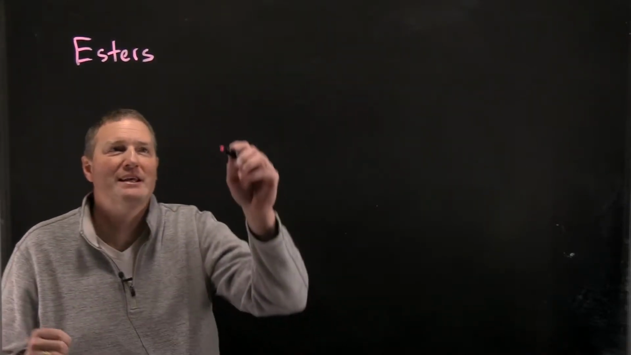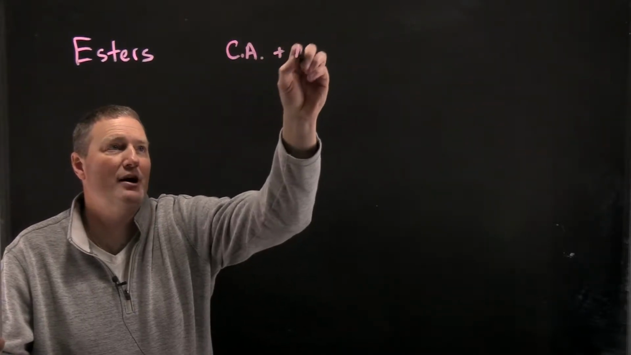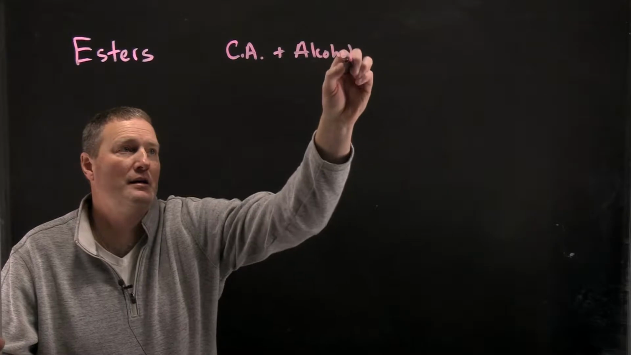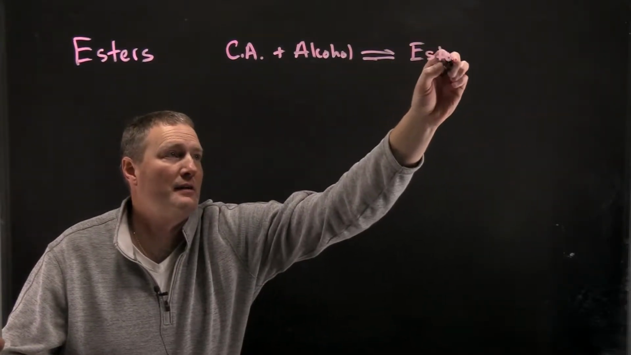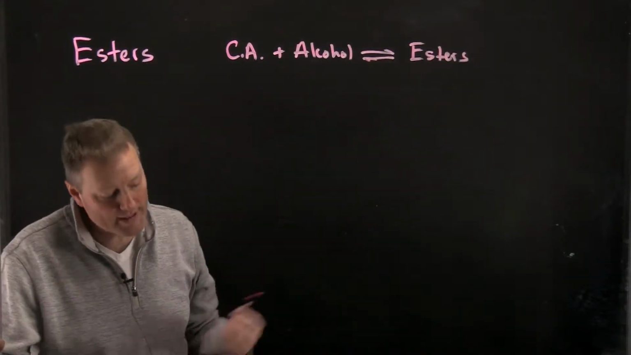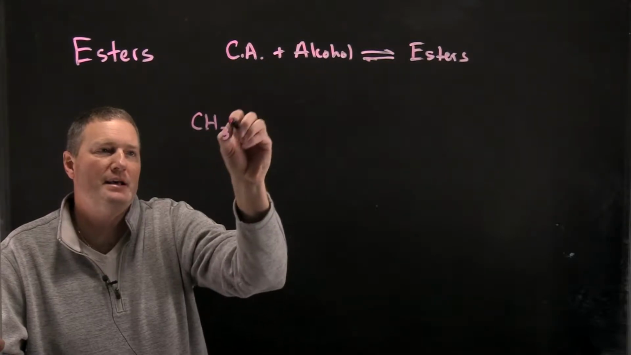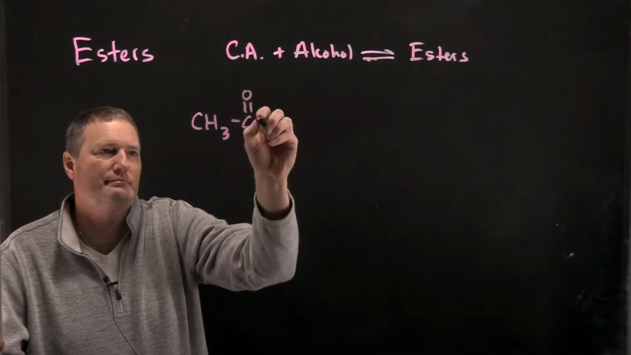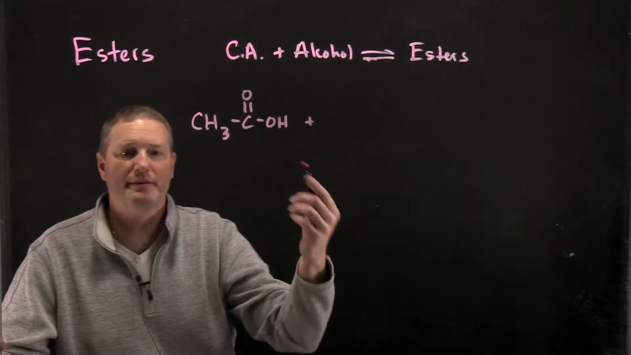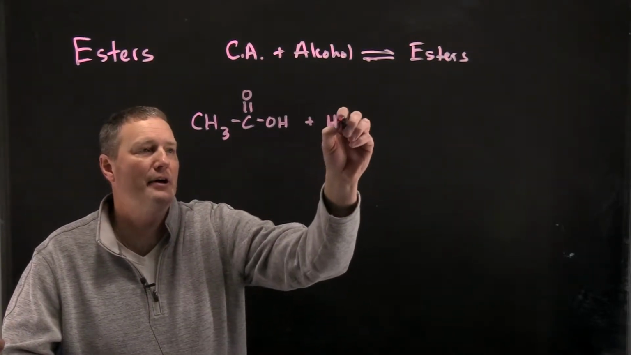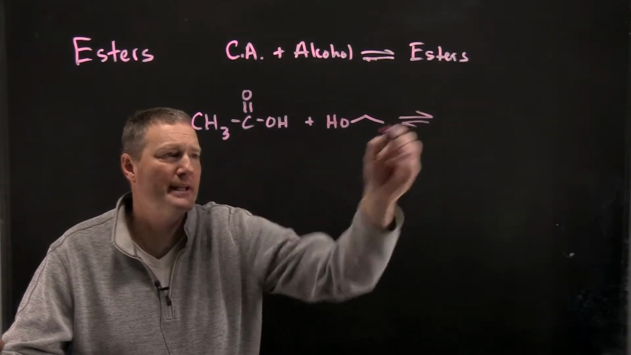But esters are a very important functional group in organic chemistry. And the way that they're formed is if you combine a carboxylic acid plus an alcohol. These can reversibly give esters. So, for example, if I were to take the compound acetic acid and react it with a simple alcohol, we'll just do ethanol, this can reversibly give an ester.